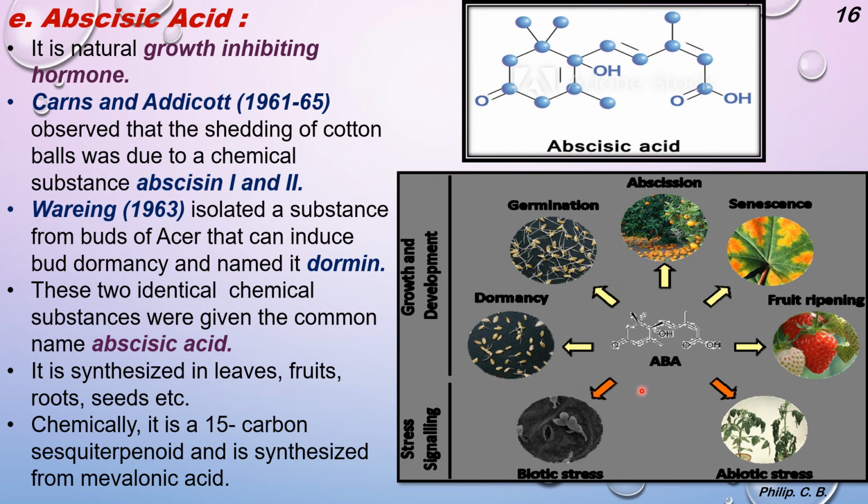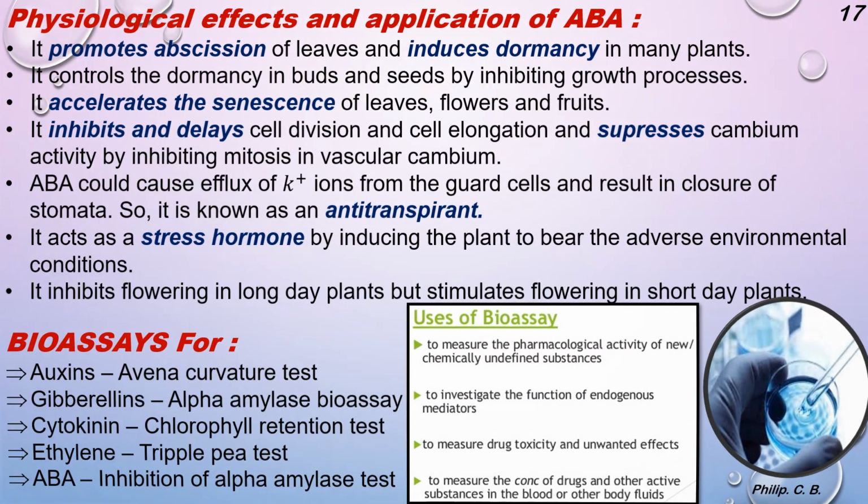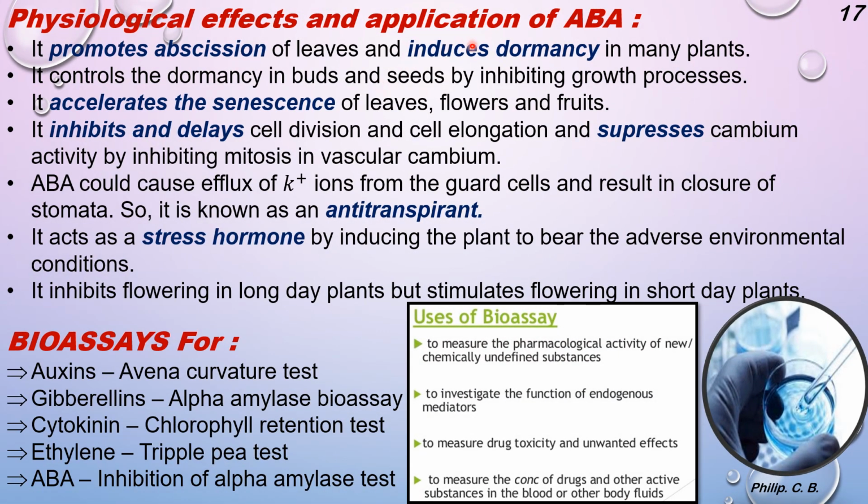Here we can see the abscission taking place, that is ABA, biotic stress, dormancy, germination, abscission, senescence, fruit ripening, abiotic stress. So here stress signaling, growth and development. Further, physiological effects and application of ABA, that is abscisic acid. It promotes abscission of leaves and induces dormancy in plants.